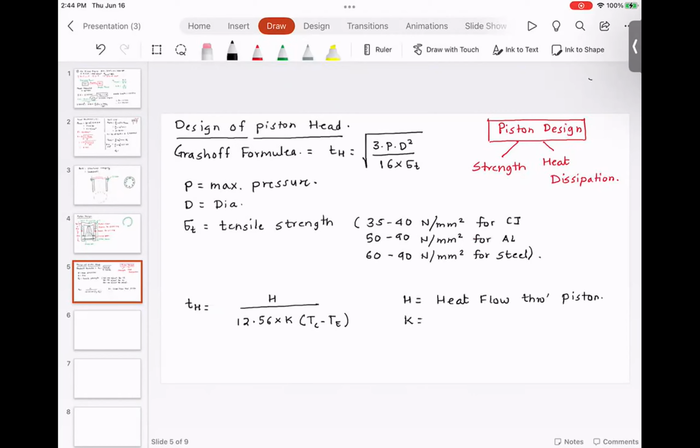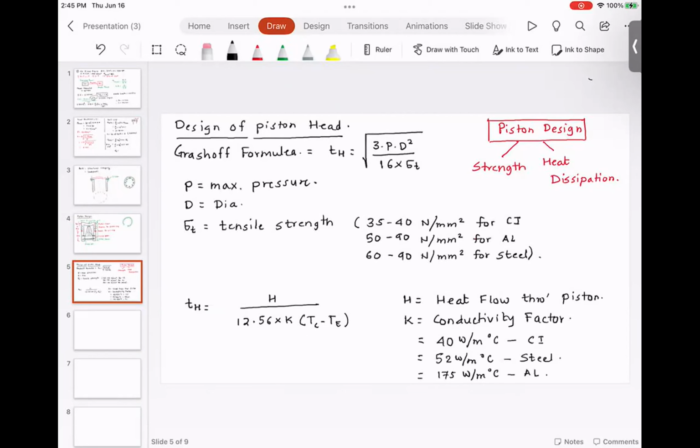K is conductivity factor, and that is 40 watts per meter degree Celsius for cast iron, 52 watts per meter degree Celsius for steel, and 175 watts per meter degree Celsius for aluminum.